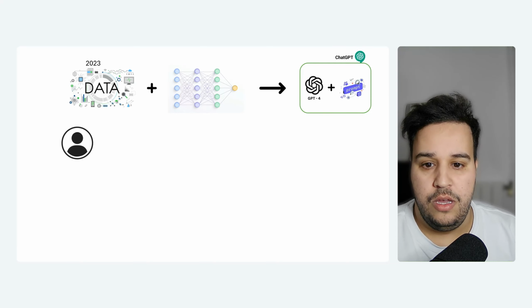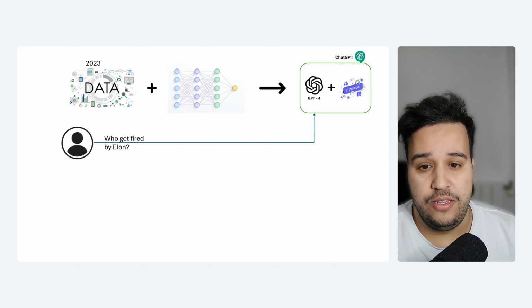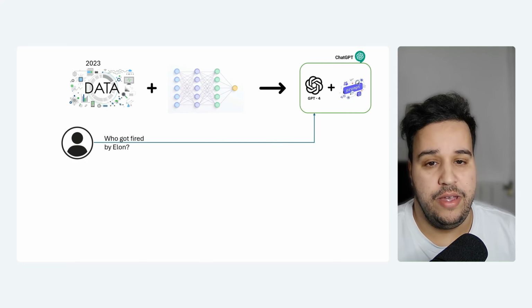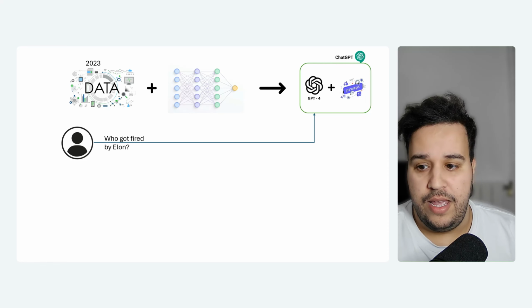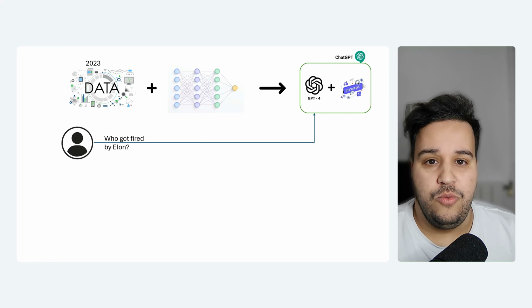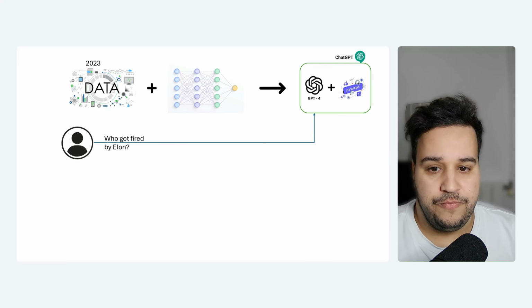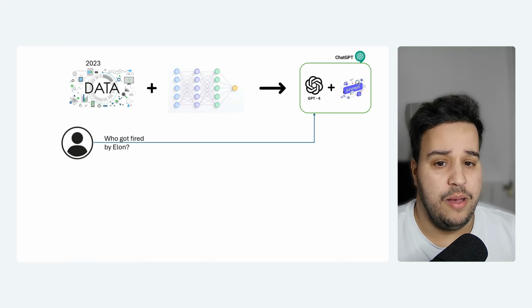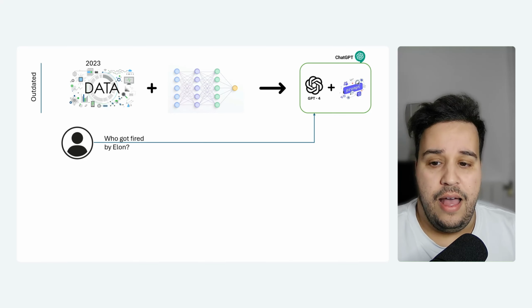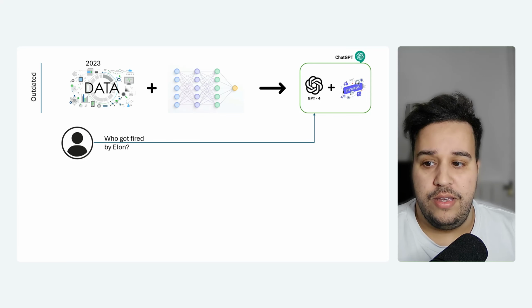So in this case, if a user comes in and asks a question for the chat app, for example, who got fired by Elon, then this chat app will take this prompt or this question and it will put it into a fake conversation. And then it will send it to the GPT-4 and say, predict the next, for example, 5 words or 5 sentences. And the chat app will return the answer to the user. But the problem with this is, for example, if the data is outdated and the answer is in 2024 instead of 2023, then the answer would not be relevant.